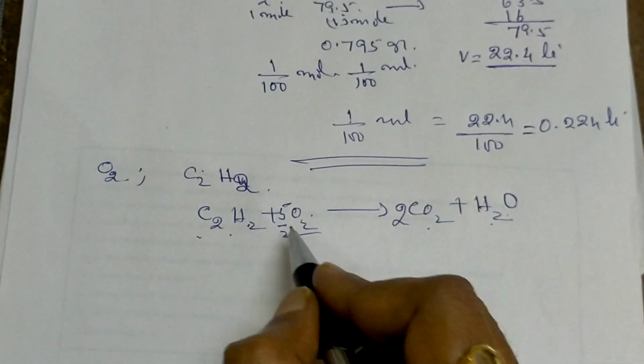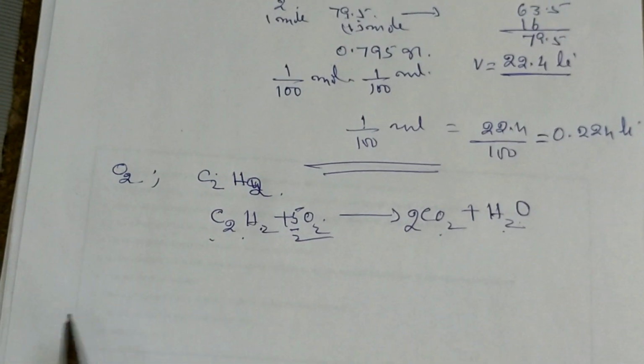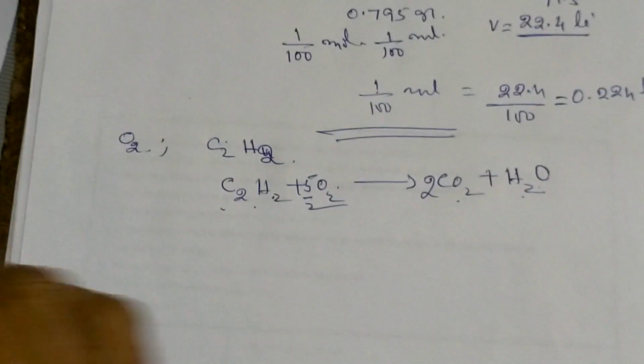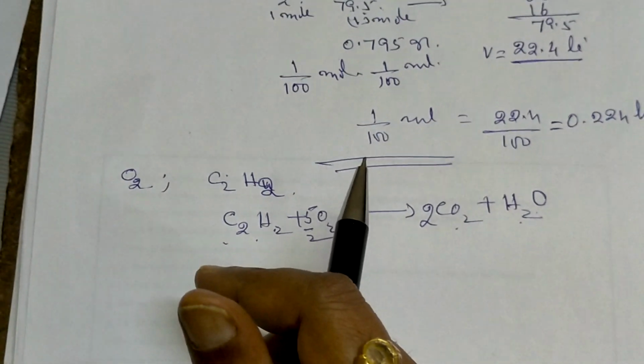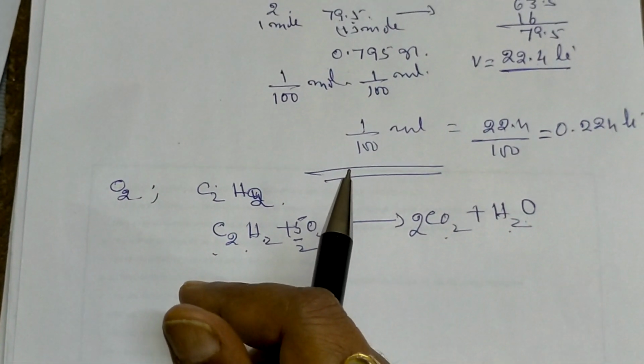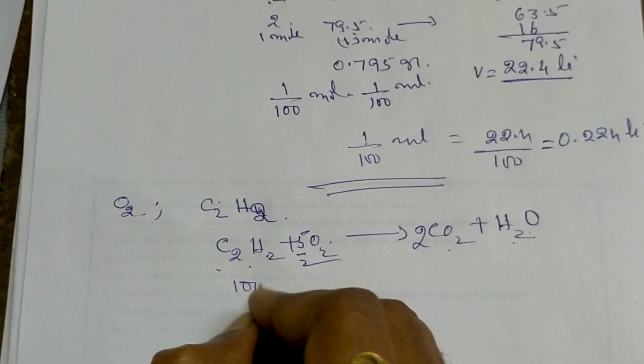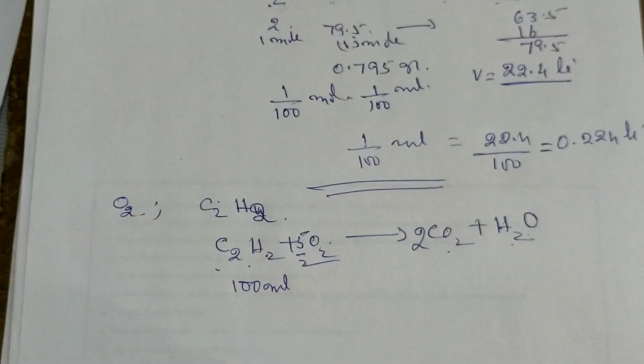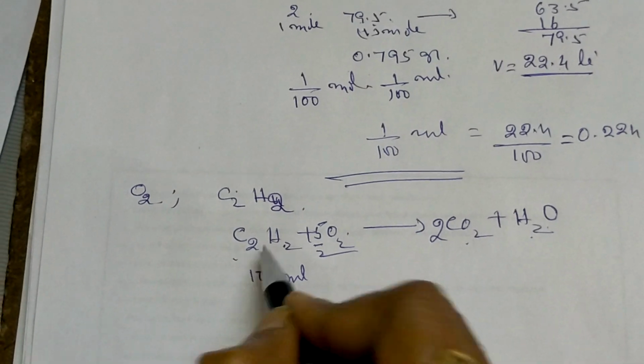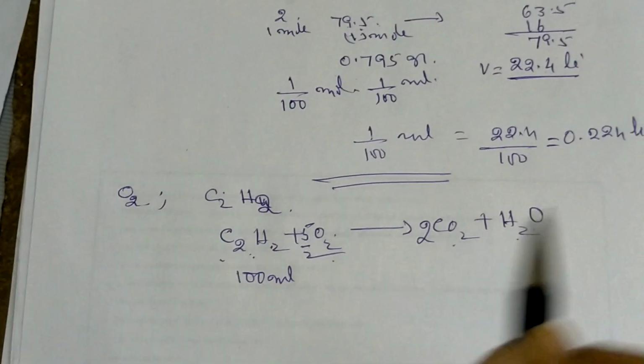2 to the 4 plus 1, 5 to the 4. Right, so this is a balanced equation. Now what is the question? The question is how much volume of oxygen is required for burning of 100 ml of acetylene. This is 100 ml volume. Now 1 mole reacting with 5.5 moles gives this one.